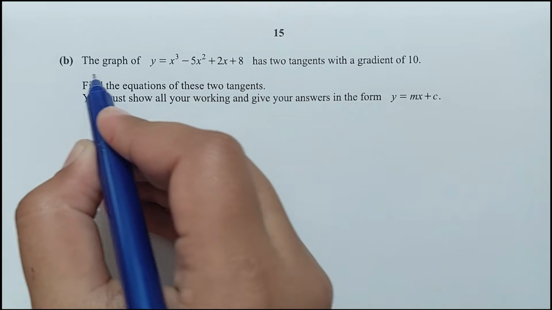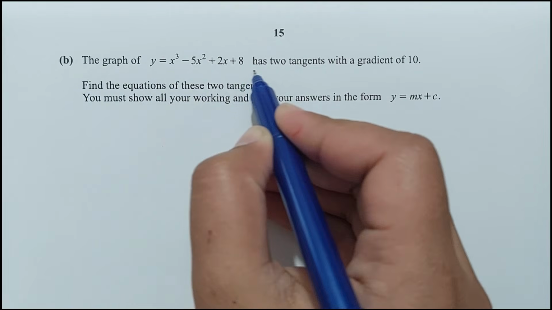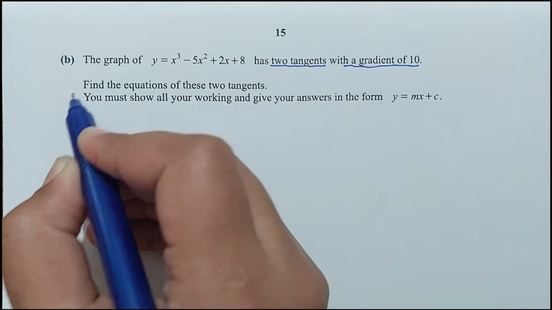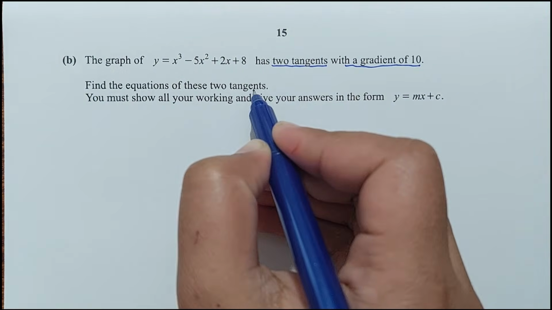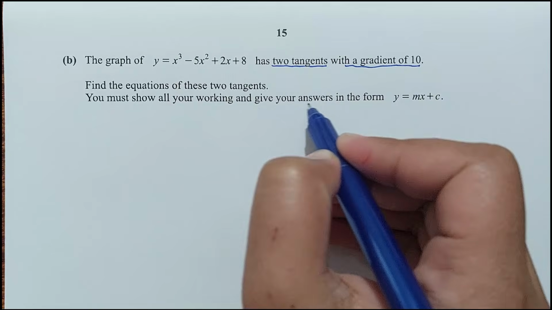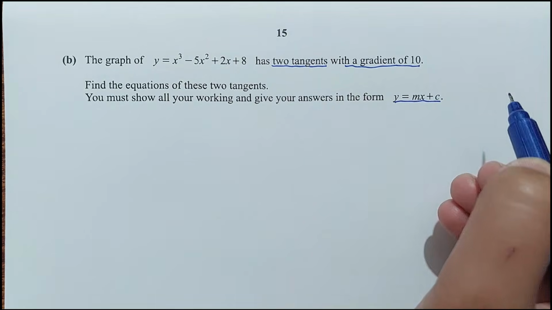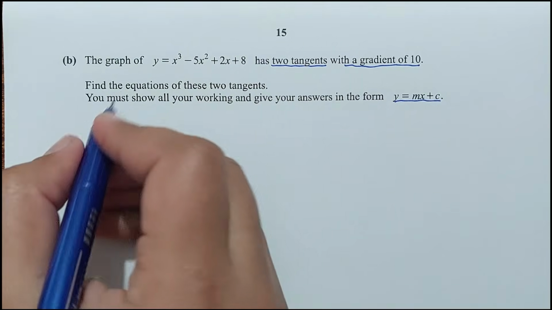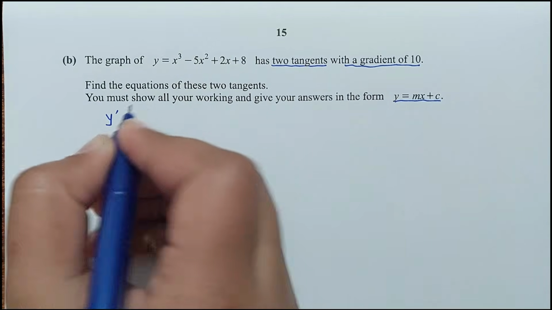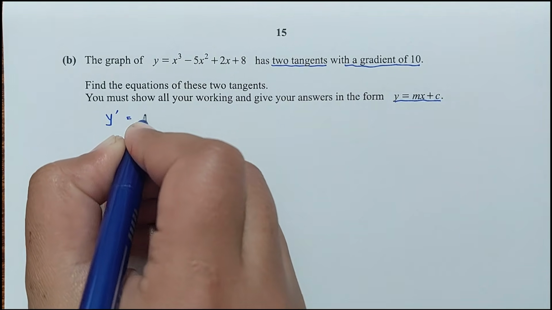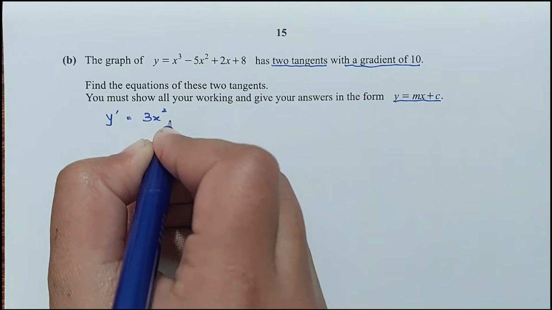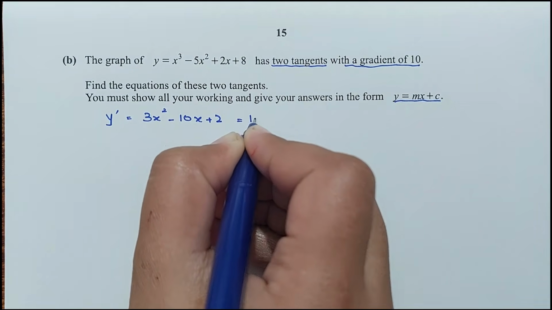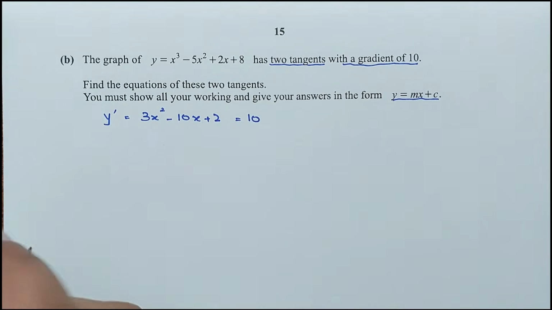Now for part B, the graph of this cubic polynomial has two tangents with gradient of 10. Find the equation of these two tangents. You must show your working and give your answer in the form of y equals mx plus c. It has two tangents with a gradient of 10. Means we have to find the gradient y prime or dy by dx, and this would be 3x square minus 10x plus 2. And this should be equal to 10, with the gradient of 10, right?